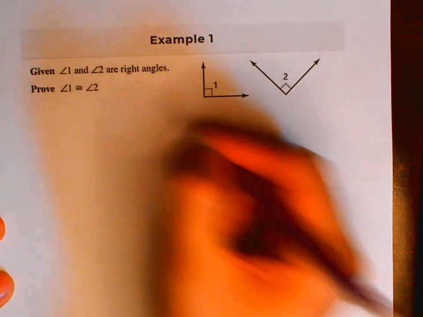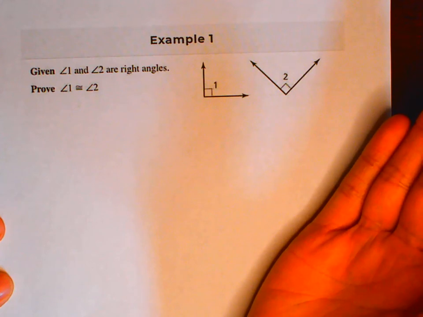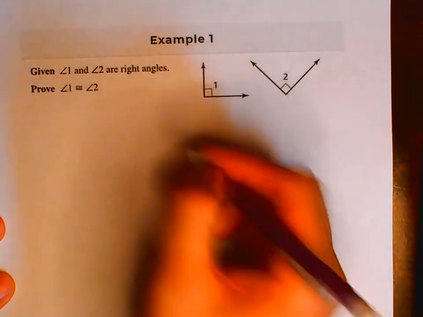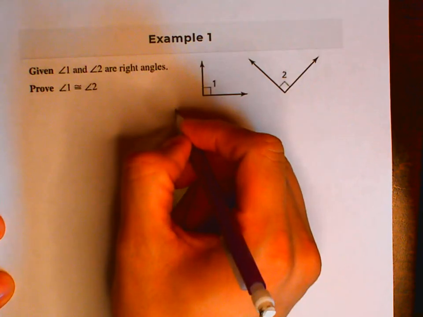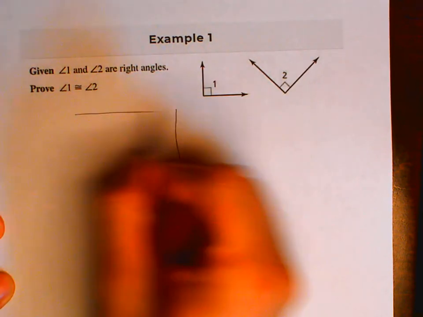Now you're probably thinking, well, isn't it obvious? They're both right angles. I mean, they have the same measurement and therefore they should be the same. Well, you pretty much just have the plan right there. Okay, so let's look at our two columns.